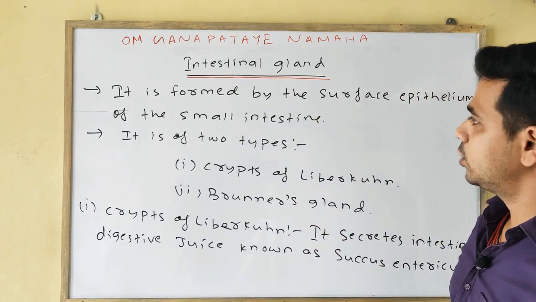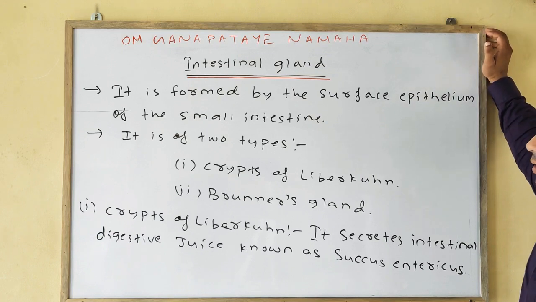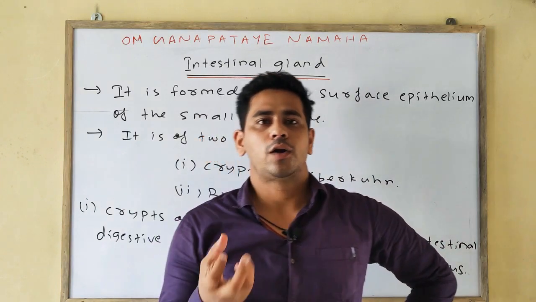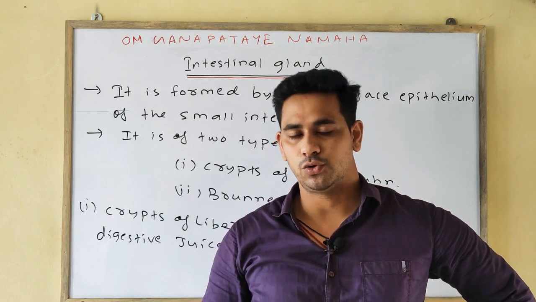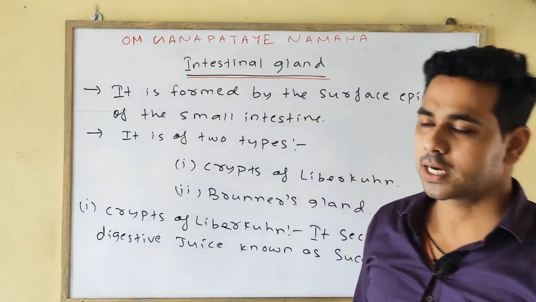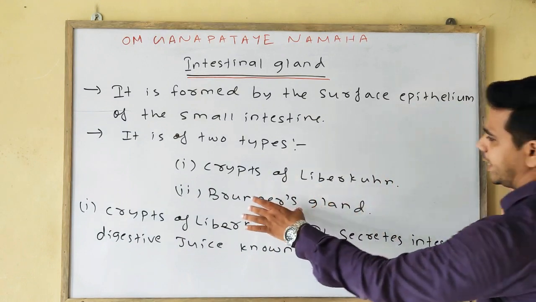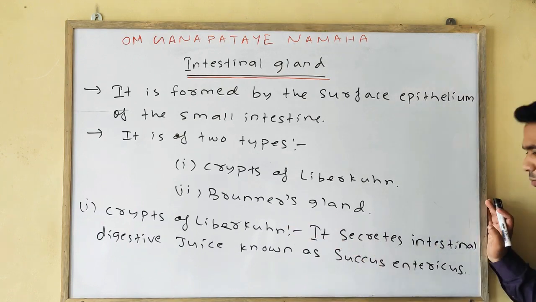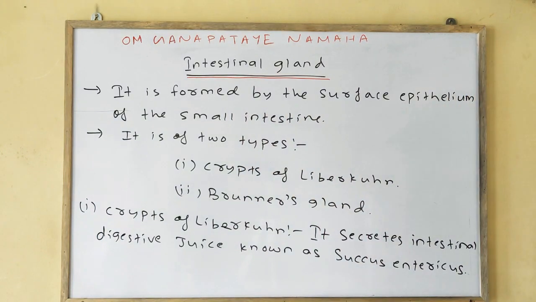Next is your Brunner's gland. Please note down. I'll repeat the points. First point, the intestinal glands are formed by the surface epithelium of the small intestine, meaning there are some specialized layers of tissue in the small intestine which form the intestinal glands. Intestinal glands are of two types. One is the crypts of Lieberkühn and the other is the Brunner's gland. The crypts of Lieberkühn secrete the intestinal digestive juice known as the succus entericus. Note down.